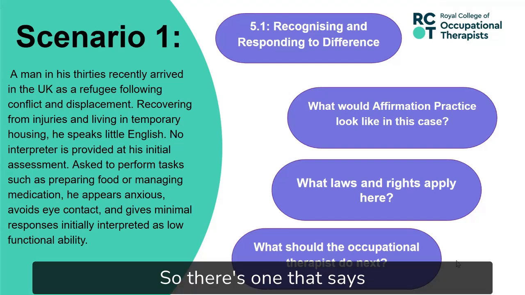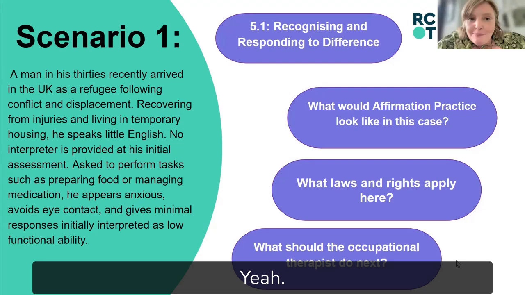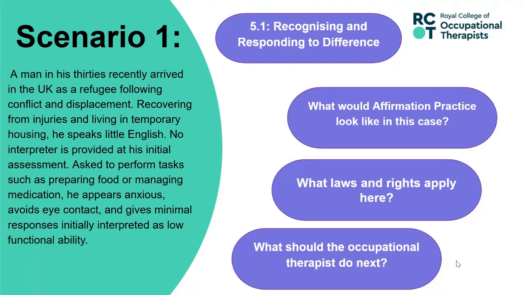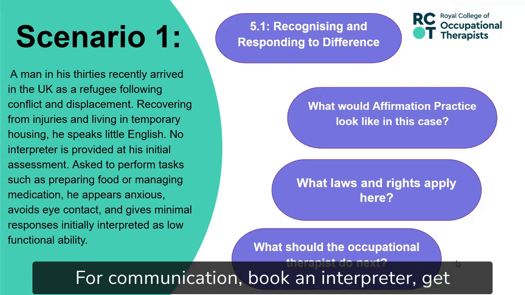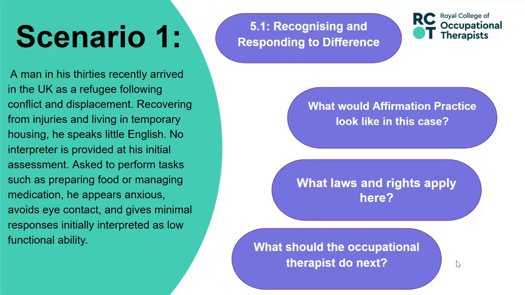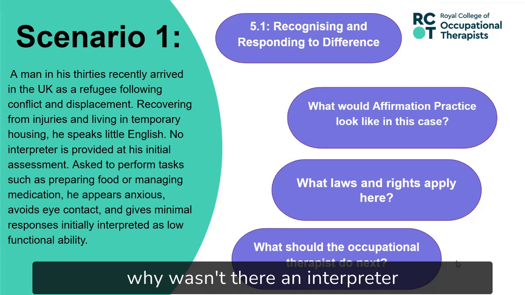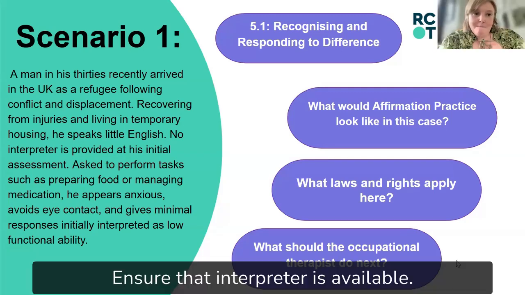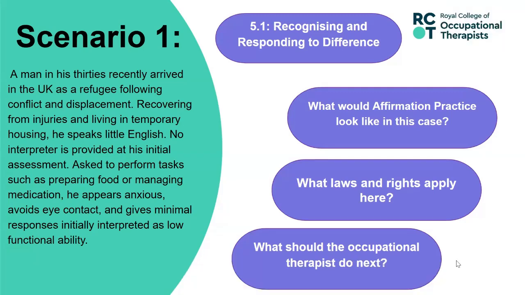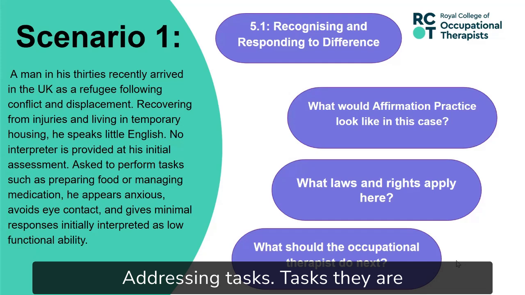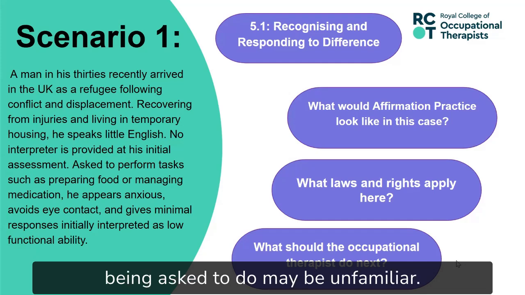So there's one that says write to an interpreter. Yeah, absolutely. Sorry, the thing's moving really fast. For communication, book an interpreter, get a translator, and rebook the assessment. Fiona's asking the question, why wasn't there an interpreter in the first place? Absolutely. Ensure that an interpreter is available. Support with language communication needs addressing. Tasks they are being asked to do may be unfamiliar.